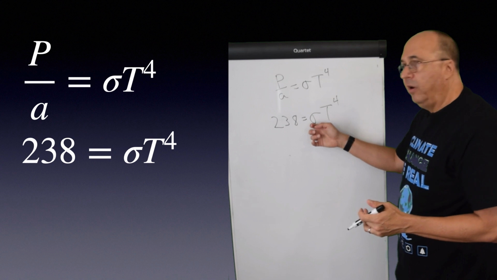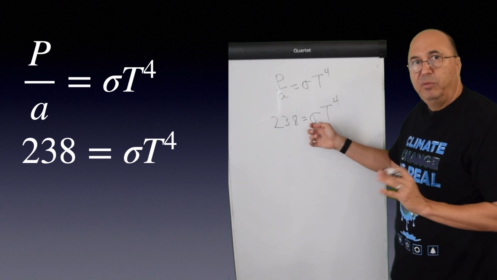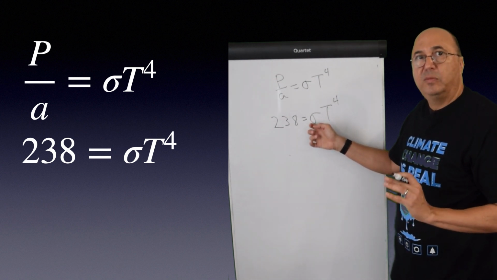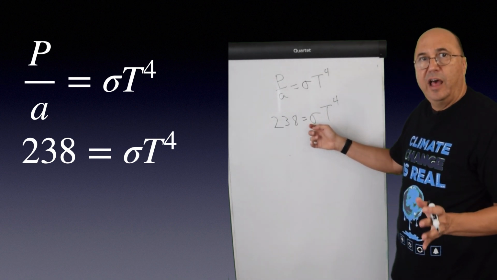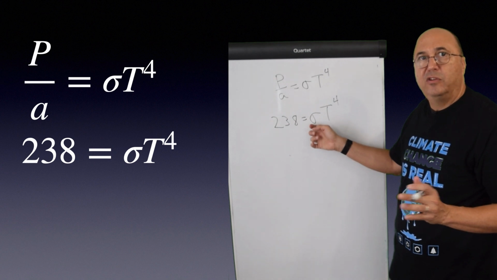Okay, again, remember, sigma is a constant. Okay, 5.67 times 10 to the minus 8 watts per square meter per Kelvin to the 4th. So this is just a number. And I'm not going to write it out because it's painful to write out. It's much easier just to write sigma.